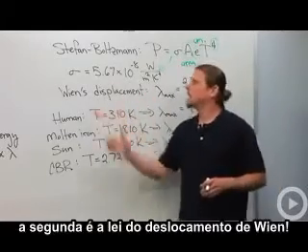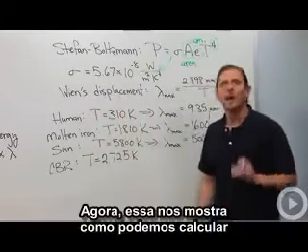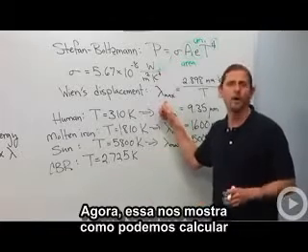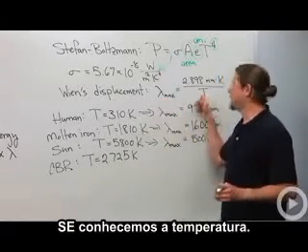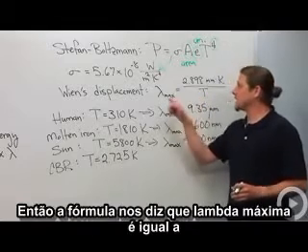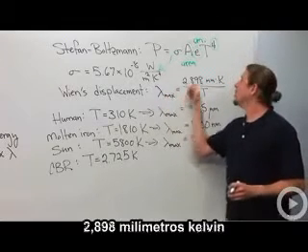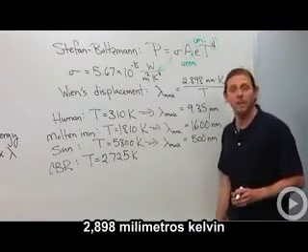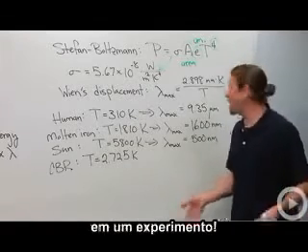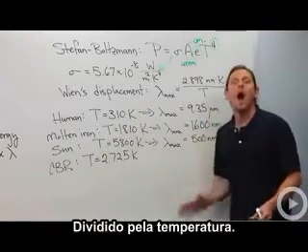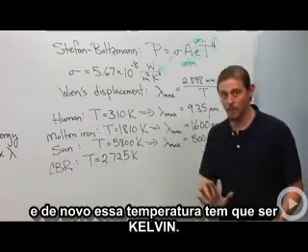The second one is Wien's displacement law. Now, this tells us how we can calculate the wavelength associated with maximum intensity if we know the temperature. So it tells us that lambda max is equal to 2.898 millimeter Kelvin, and that's just a constant you could measure in experiment, divided by the temperature. Again, that temperature has to be in Kelvin.